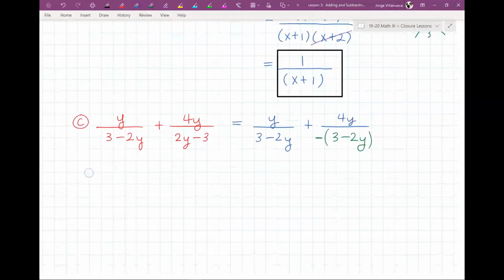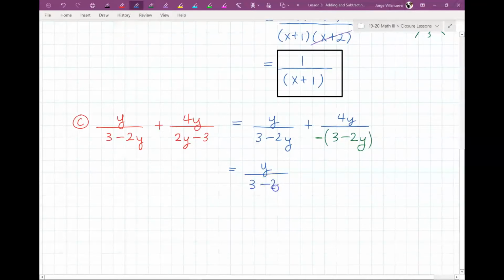So now that I've done that, I'm going to continue. I get y over 3 minus 2y minus 4y over 3 minus 2y. Notice all I did was I got that negative in the front of that parenthesis and moved it to the front where the positive is, right? These two, I kind of combined them to become a minus sign. Now, since they have the same denominators, then I'm just going to do a y minus 4y, which is a negative 3y. And on the bottom, I have a 3 minus 2y.